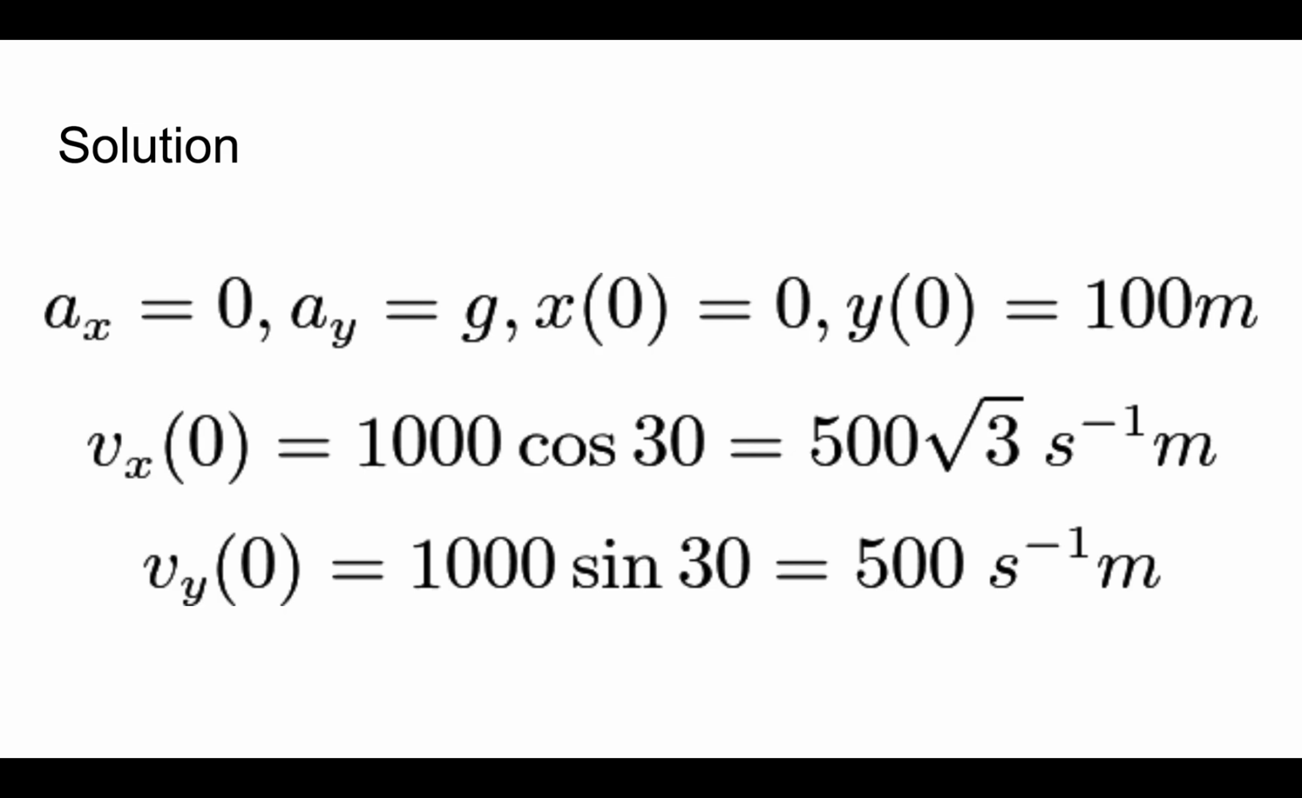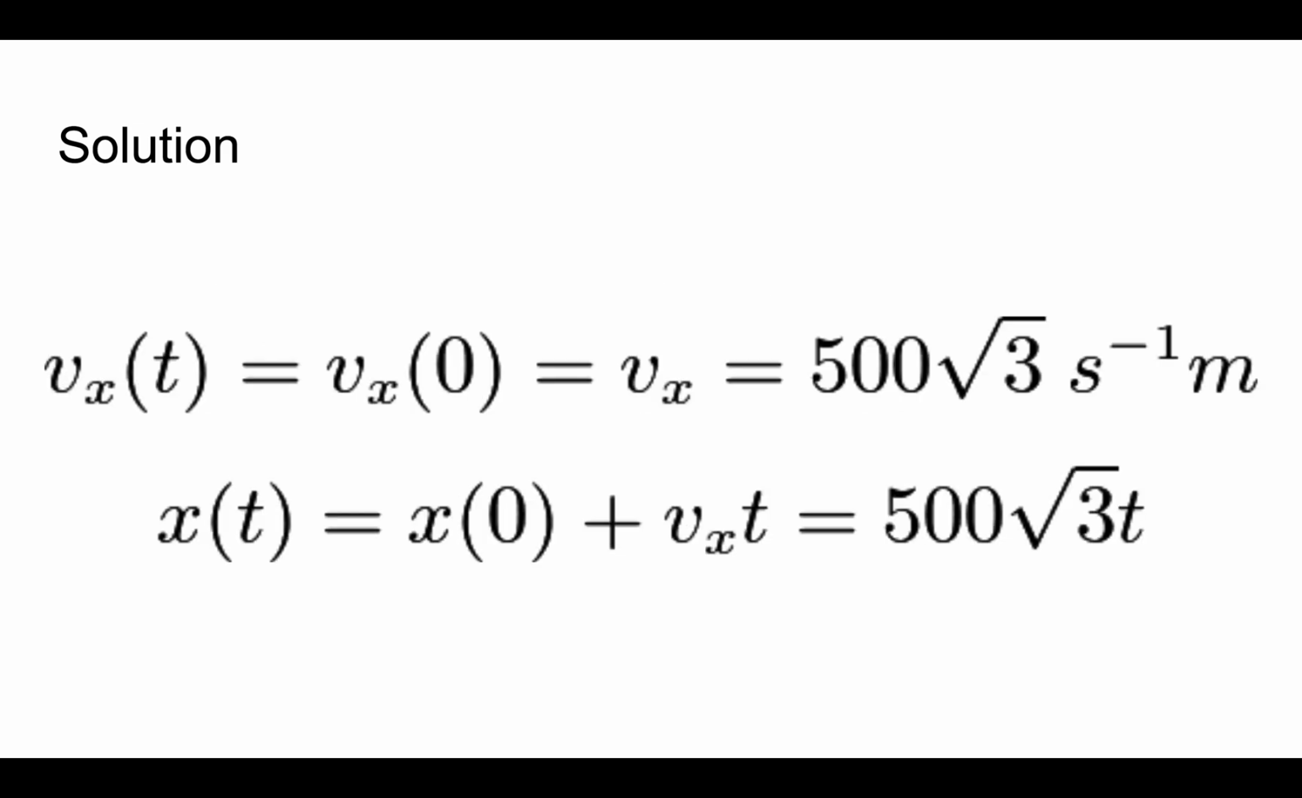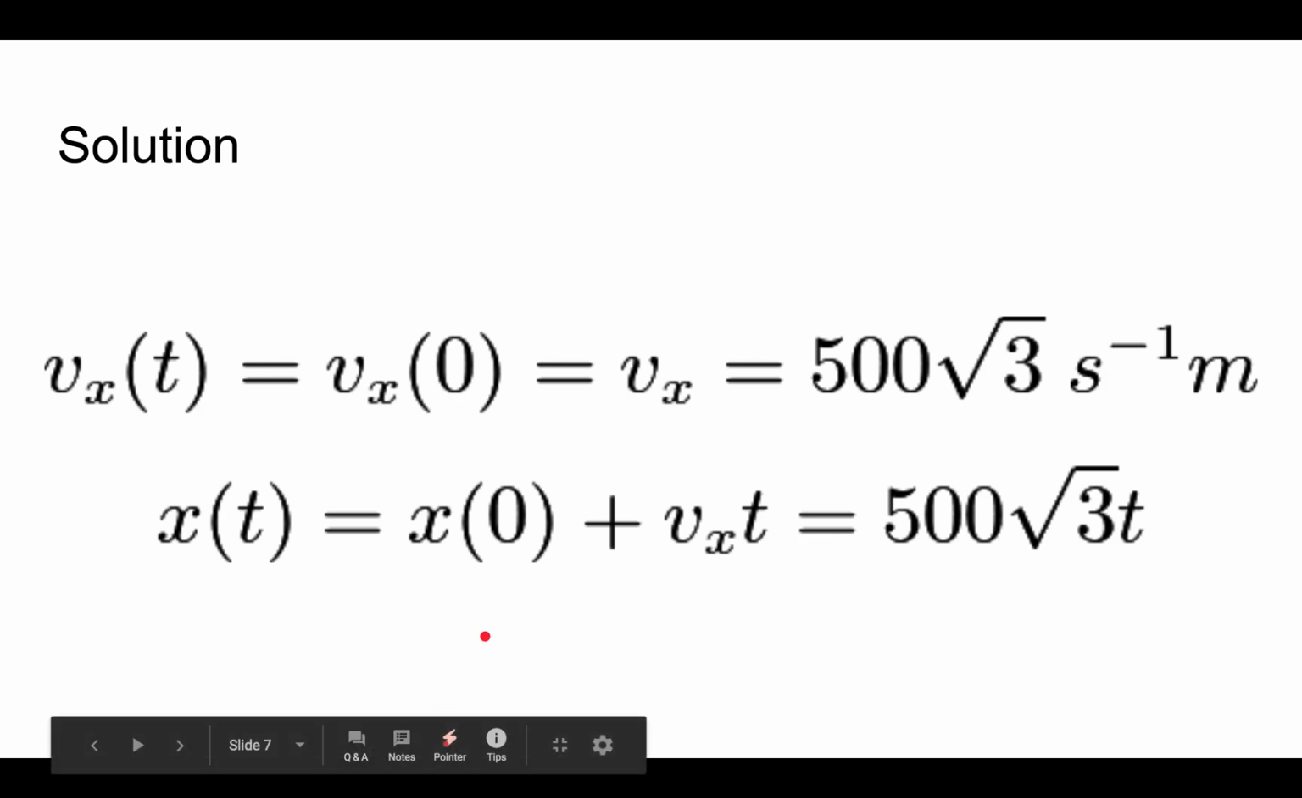Again, it's a 30, 60, 90 triangle. And the y component is 1,000 sine 30, or 500 meters per second. So that's basically a 30, 60, 90 triangle. And I decided not to draw a diagram here because it's important for you to figure out how to visualize this yourself.